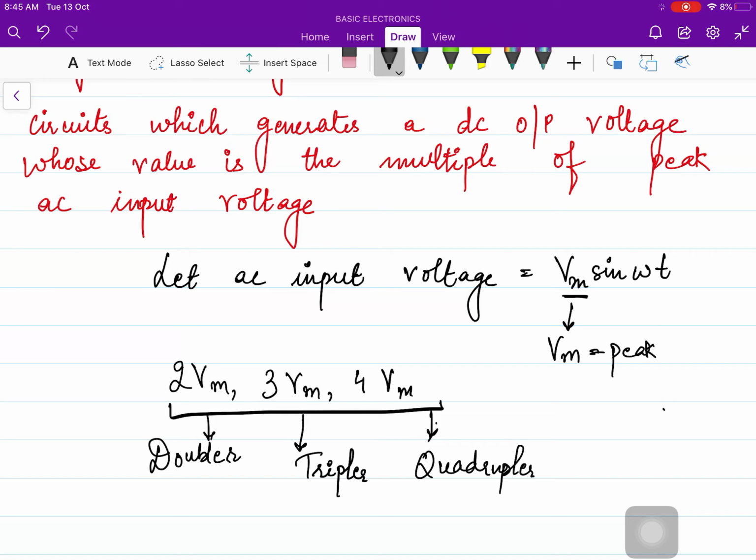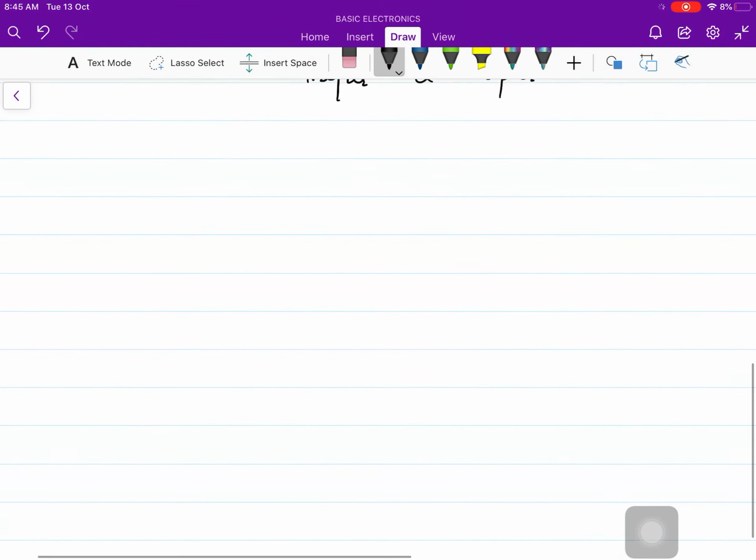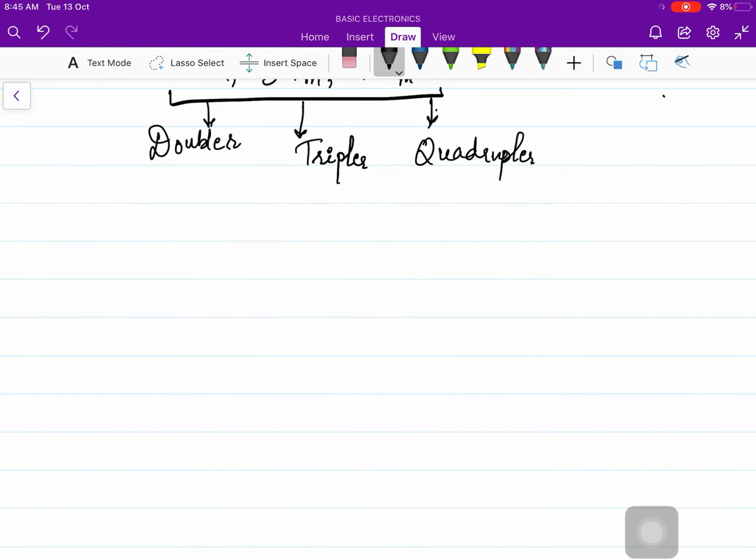So I hope everybody has understood the meaning of voltage multiplier, that if you want to produce the multiples of the input voltage and multiples of peak input voltage, then you have to use a voltage multiplier. Now let us see how many types of voltage multipliers are there. First of all, we will start with the voltage doubler.